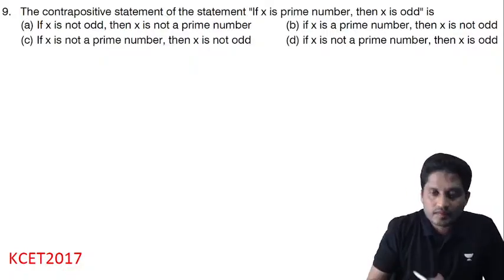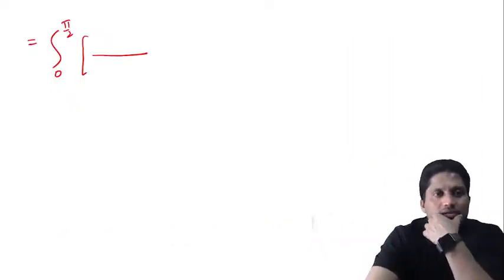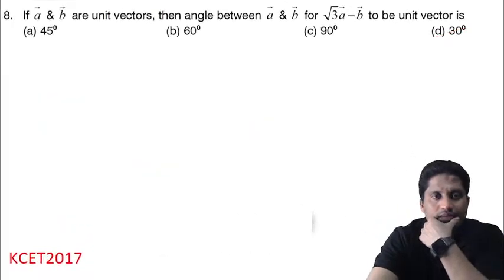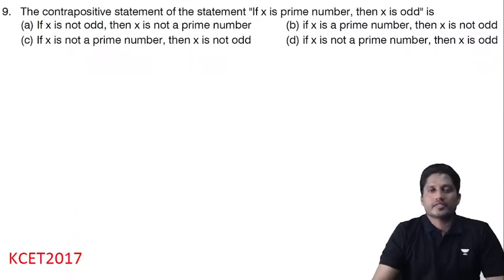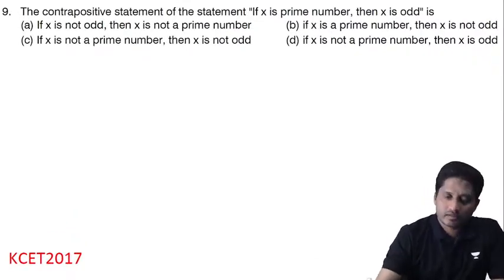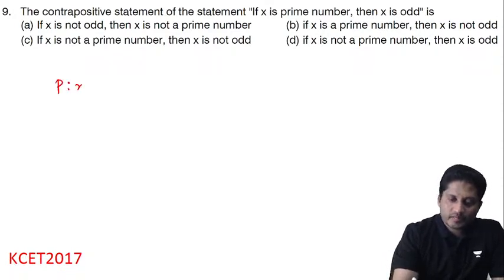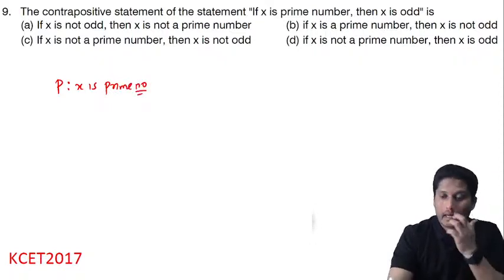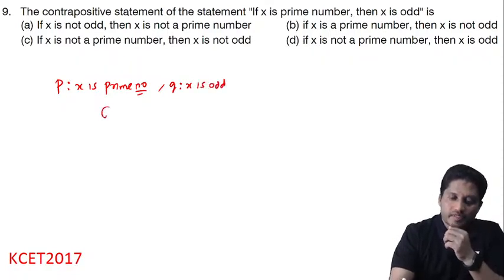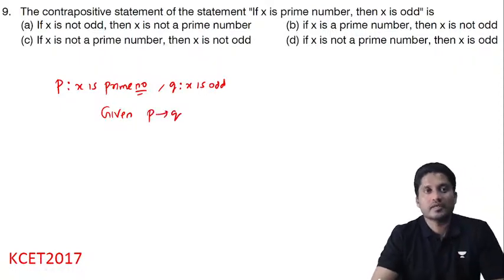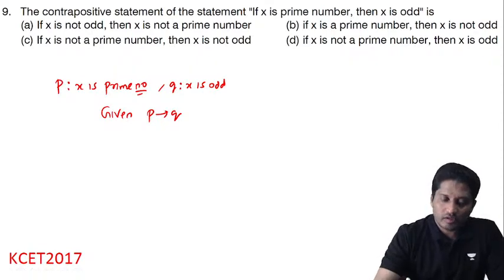Question number 9. The contrapositive of the statement, if x is prime, then x is odd. I take p is equal to x is a prime number, and q is equal to x is odd. This becomes the given statement p implies q: if x is prime, then x is odd. Contrapositive is negation q implies negation p.